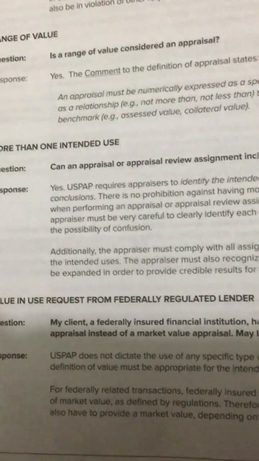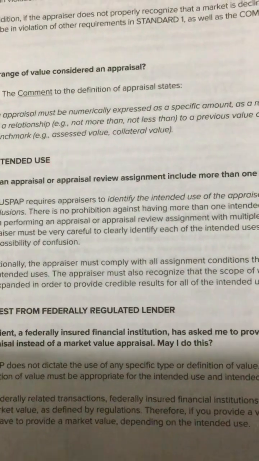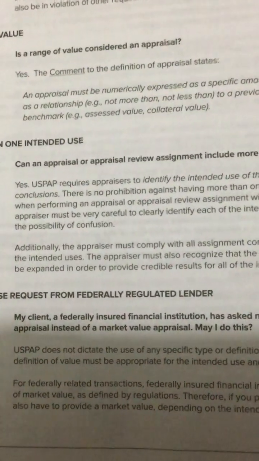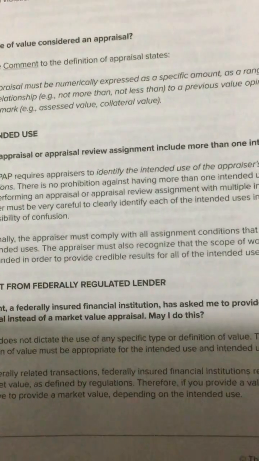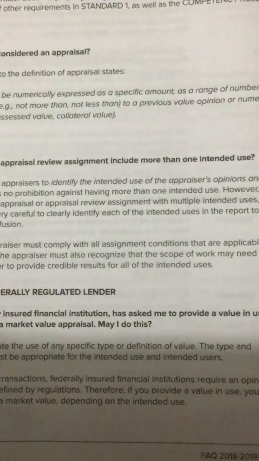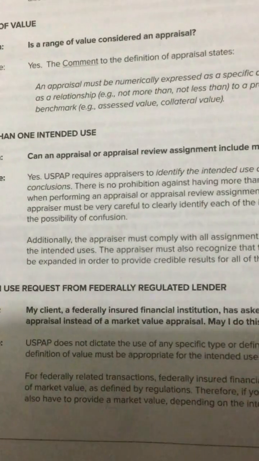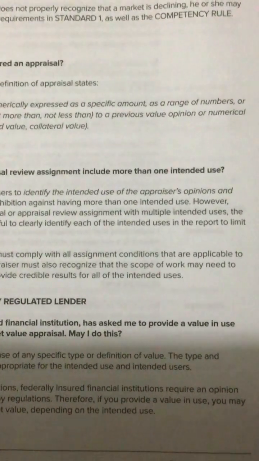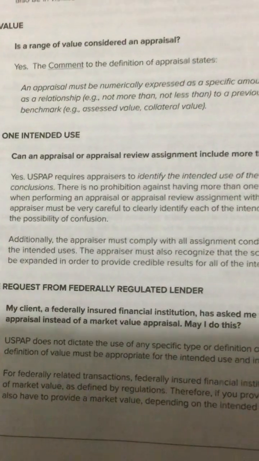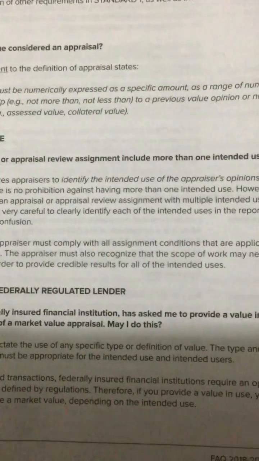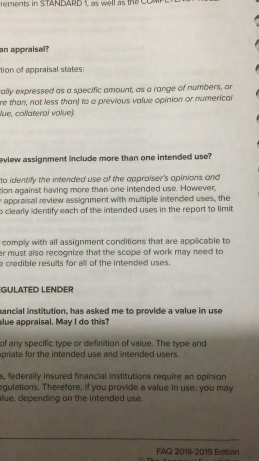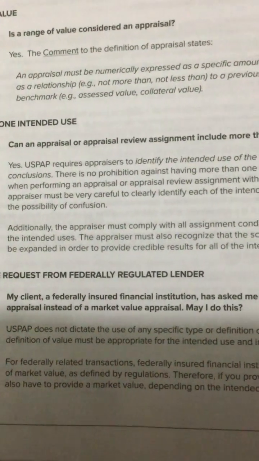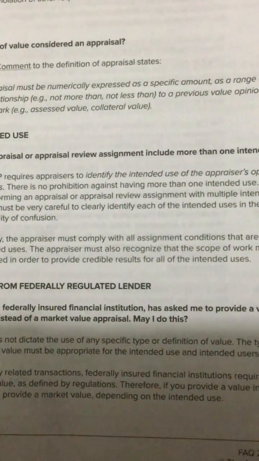Response. USPAP does not dictate the use of any specific type or definition of value. The type and definition of value must be appropriate for the intended use and intended users. For federally related transactions, federally insured financial institutions require an opinion of market value as defined by regulations. Therefore, if you provide a value in use, you may also have to provide a market value, depending on the intended use.